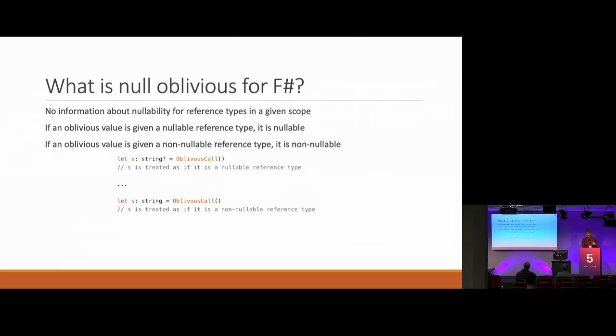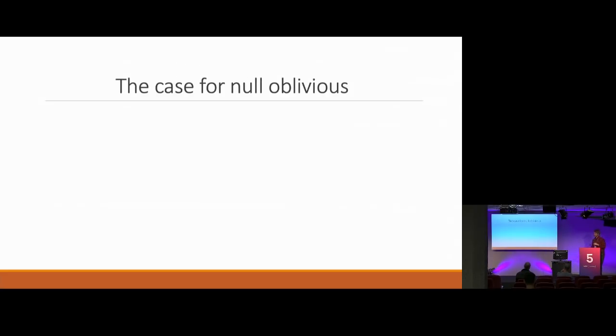But there's an interesting question that arises from this, because most F# programmers don't annotate values like this. They use type inference. So what if S is not annotated? If I say let S equals oblivious call, then what is S, actually? Is it nullable? Is it non-nullable? From a safety standpoint, you might say it should be nullable, right? Because you can't assume that it is non-nullable, and we should err on the side of safety. Well, it's a little bit more complicated than that, actually. And this is where a kind of difficult design choice comes in. So there's actually a case for being null-oblivious and a case for being nullable, right?